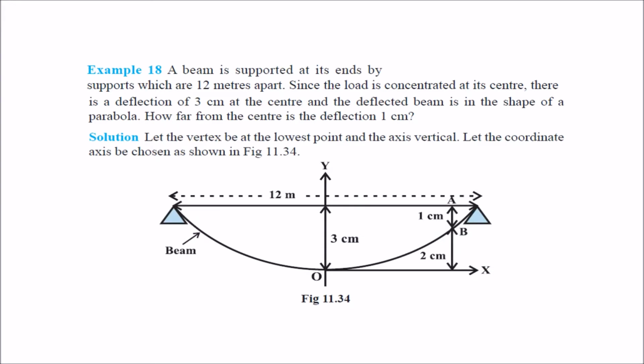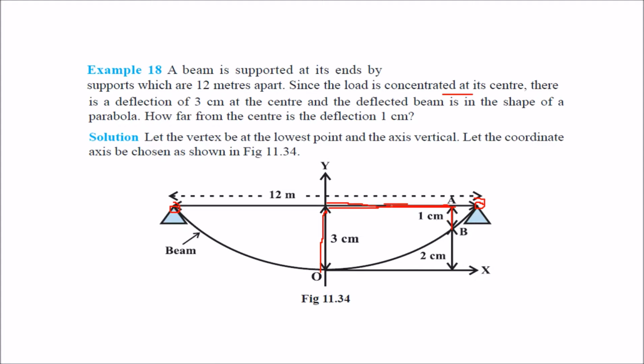Next is a beam supported at its ends by supports that are 12 meters apart. So there is a beam, these are the supports, and this is bending since the load is concentrated at its center, there is a deflection of 3 centimeter at the center. And the deflected beam is in the shape of a parabola. So this is a parabola, as you can see. How far from the center is the deflection of 1 centimeter? So if this is the deflection of 1 centimeter, this distance we have to know.